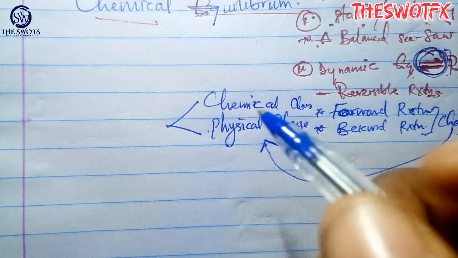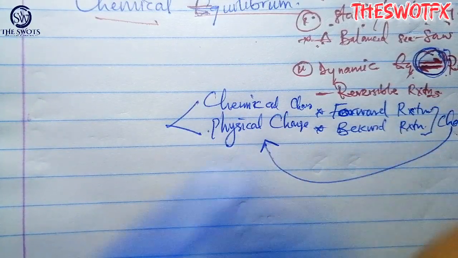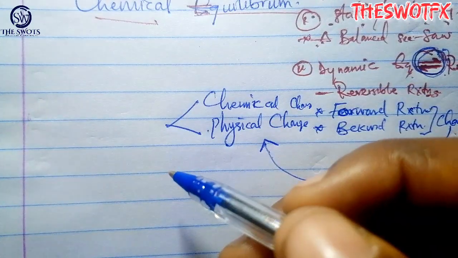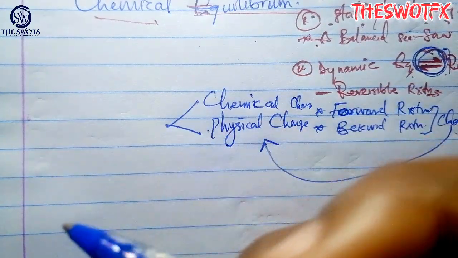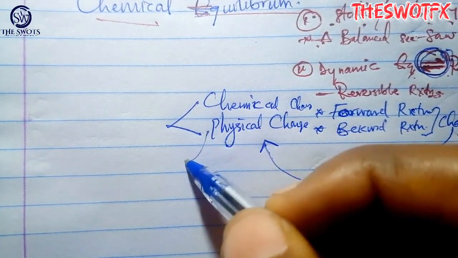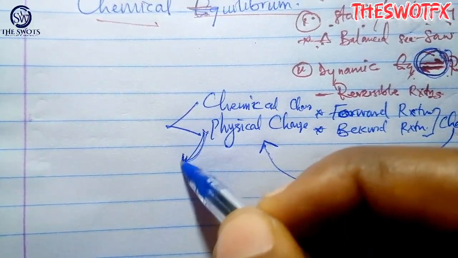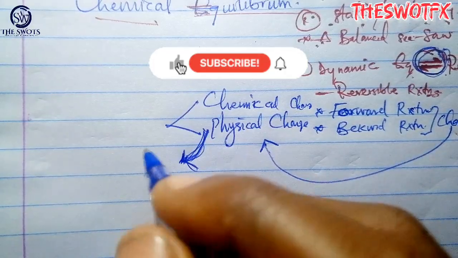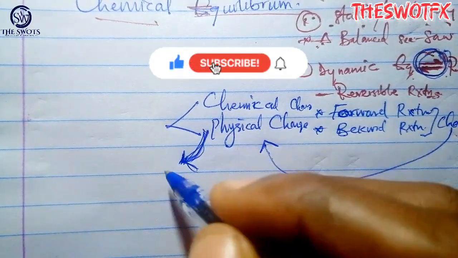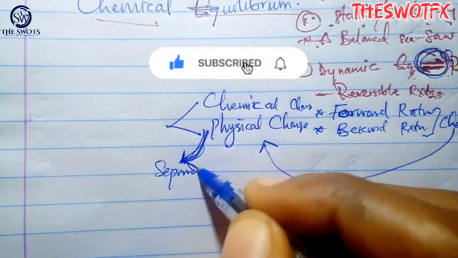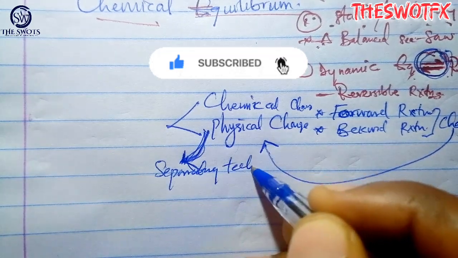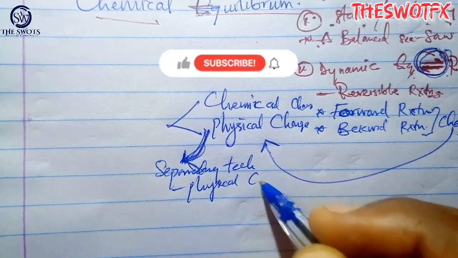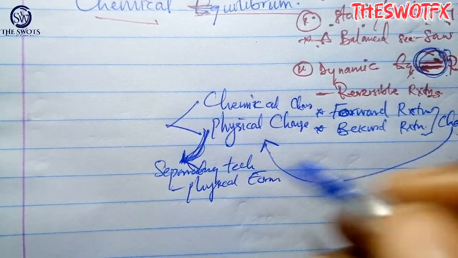The physical change is basically a change. It has a forward and backward reaction, but it's one of those changes where, when you are separating using separating techniques, it's quite easy. It involves physical combination, and the separating techniques also require a physical form.